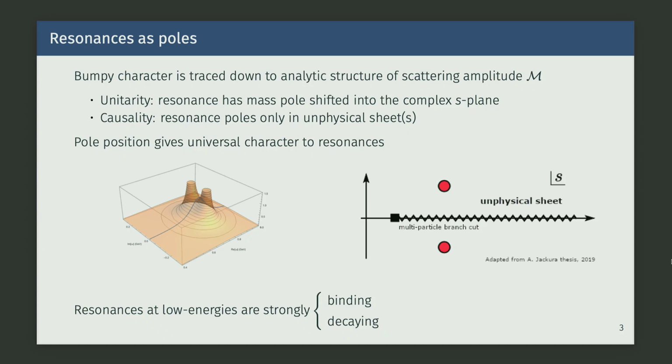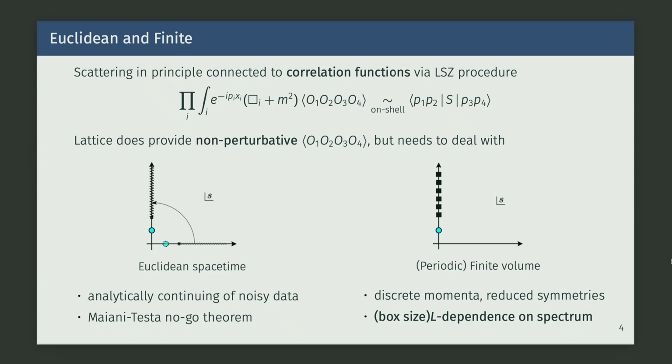So at low energies, where we're interested in QCD, the resonances are inherently decaying and binding, which turns out to be very difficult to describe. But connecting to QFT, more specifically, we know from LSZ that you connect the scattering amplitude to correlation functions from QFT. And we know that lattice provides correlation functions non-perturbatively, but there are some things that need to be dealt with. So I would say in this order, because it's nicer to tell the story, Euclidean space metric first. It's a very hard problem to analytically continue noisy data, as we've been seeing these days.